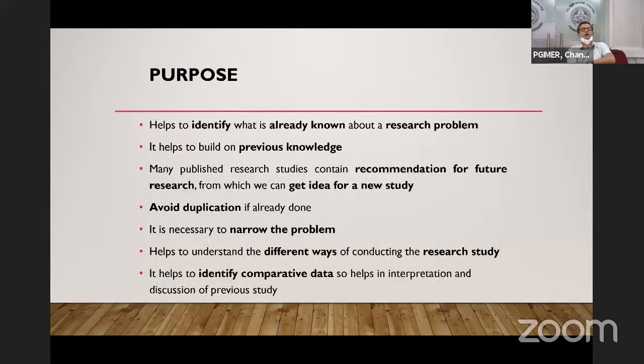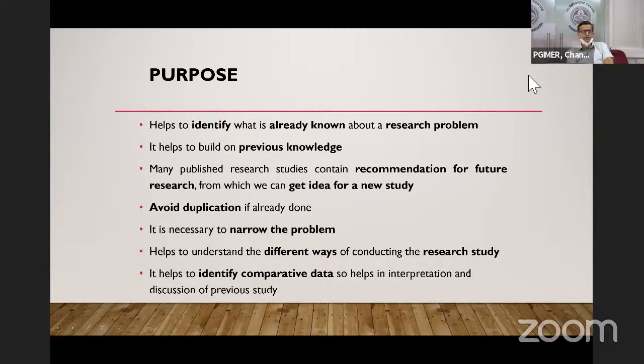Third is the purpose: why are you creating this review of literature for your research? First, it helps to identify what has already been known about a research problem. Why? Because if the answer is already there for that research problem, then why would you be wasting your time doing this review of literature, creating a research protocol and asking for the funding? So it is important that first of all, you comprehensively find out in the literature whether the answer is there or not. And it helps to build on the previous knowledge.